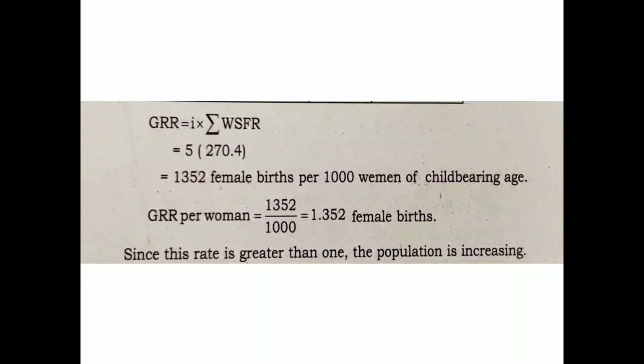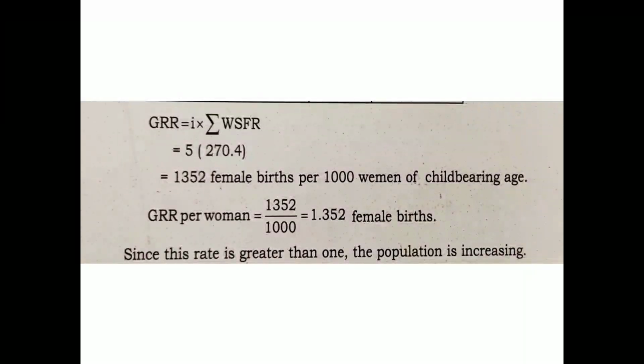Now if you have to calculate the average GRR, that is GRR per woman, it is calculated as 1352 divided by 1000, which is equal to 1.352 female births. So for one woman, 1.352 female births take place. Since the rate is greater than 1, the population is increasing.